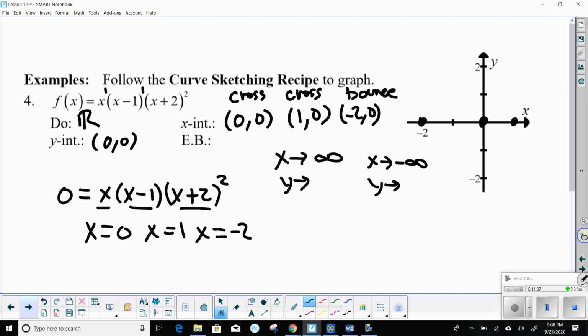So if you look back up there, think about this. If I plug in really big numbers for x into here, I'm going to get a positive. This x will be positive.